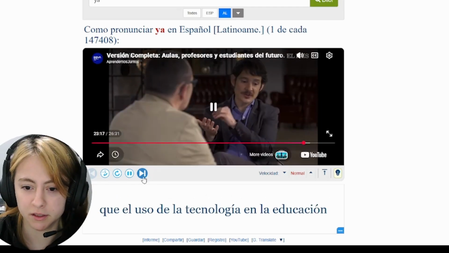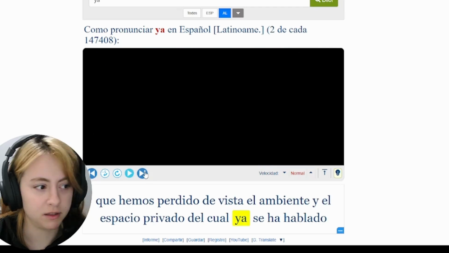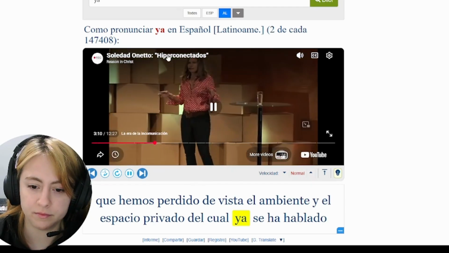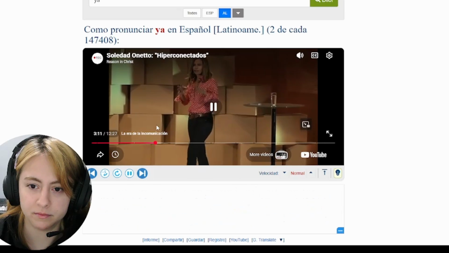Yo creo también que hemos perdido de vista el ambiente y el espacio privado del cual ya se ha hablado aquí.